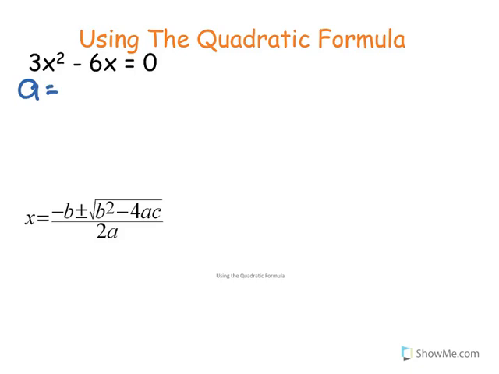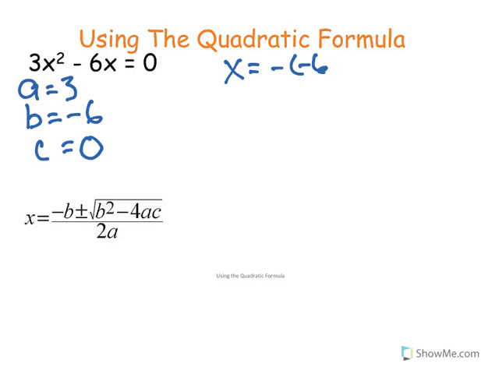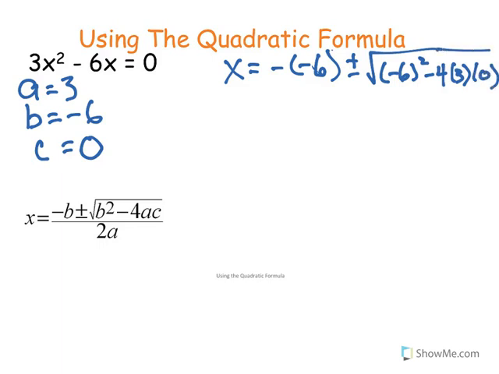So I get a is equal to 3, right? That's the coefficient of x squared. I get b is equal to negative 6, and I get c is equal to 0, right? There's no constant, so my c is going to be 0. All right, so now when we go to use the quadratic formula, we get x is equal to negative 6. So we have to be very careful with those parentheses, right? We have negative 6 plus or minus square root of, in parentheses, negative 6 squared minus 4 times 3 times 0, divided by 2 times a, which is 3.